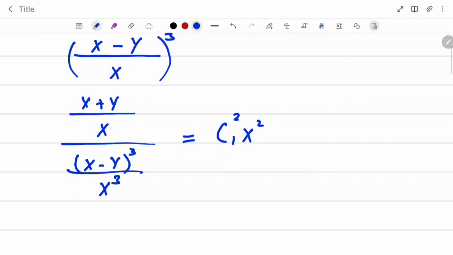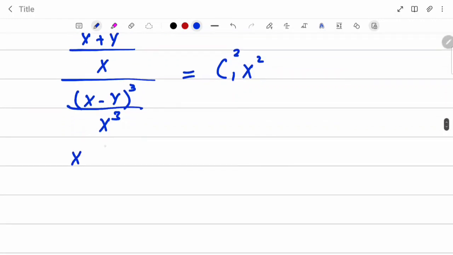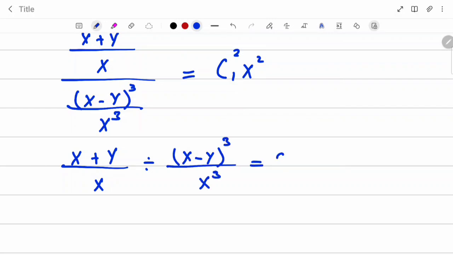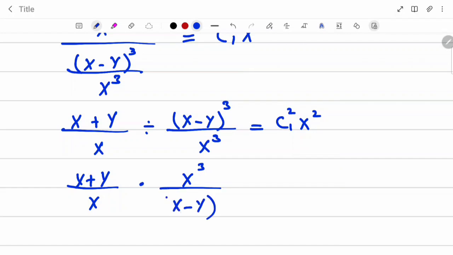Many students will understand that x will be crossed, but for the simplicity of everyone, I'm just making a division of it so that everybody gets the point of how we do it. Divided by x minus y cube by x cube equals c1 square x square. So x plus y upon x. Can I convert it to multiplication? Okay, I'm using a dot there so that it won't be confused with the multiplication.